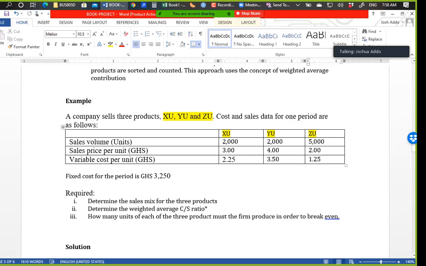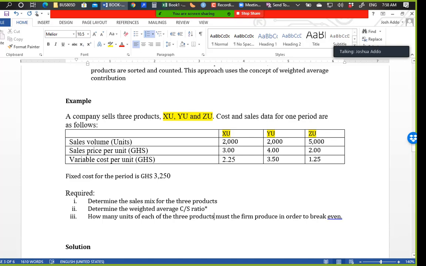Selling price or sales price per unit is 3 cedis for Zoo, 4 cedis for U, and 2 cedis for Zoo. Variable cost per unit is also given as below. Fixed cost for the whole of the organization for that period was 3,250 Ghana cedis. Then the question typically will ask you the last question: how many units of each of the 3 products must the firm produce in order to break even?